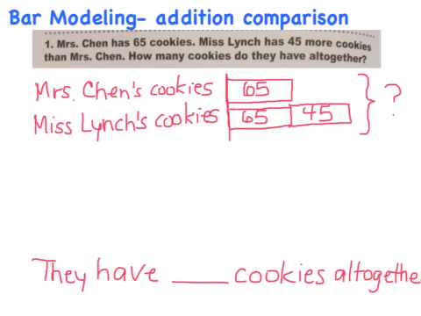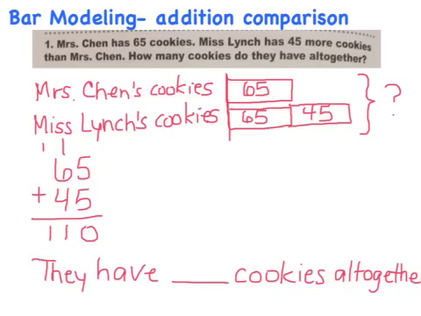My next step is that I'm going to correctly compute and solve the problem. So I'm going to bring my addition down in my blank space. I'm going to start by adding Miss Lynch's bar. So she has 65 plus 45. So Miss Lynch has 110 cookies altogether.